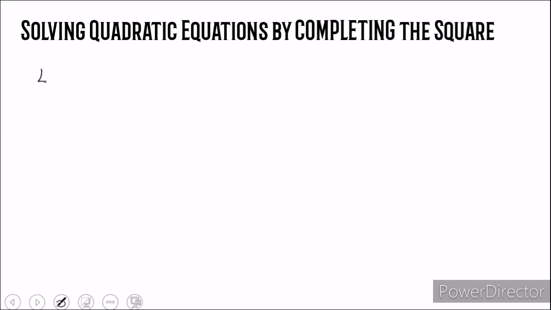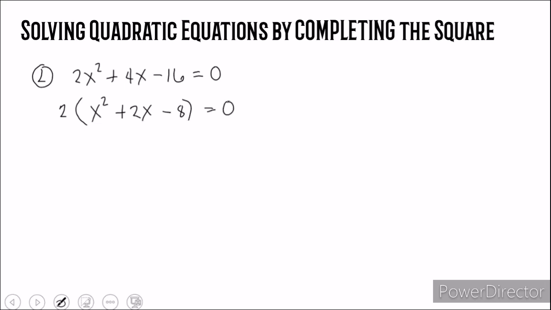In example number 2, we have 2x squared plus 4x minus 16, which is equal to 0. Okay. So, mapansin nyo, meron siyang greatest common monomial factor, which is 2. So, pwede natin ilabas si 2. So, we have 2x squared divided by 2 is x squared. 4x divided by 2 is positive 2x. Negative 16 divided by 2 is negative 8, which is equal to 0.